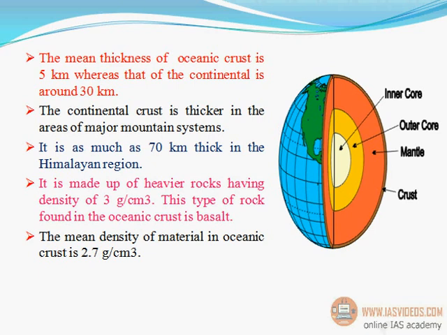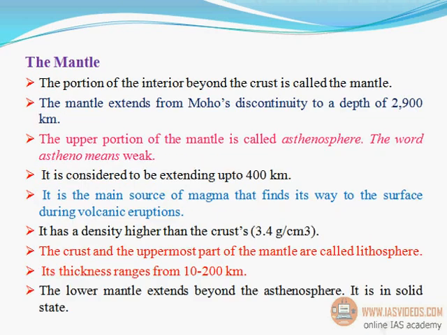It is made up of heavier rocks having density of 3 grams/cm3. This type of rock found in the oceanic crust is basalt. The mean density of material in oceanic crust is 2.7 grams/cm3. The mantle. The portion of the interior beyond the crust is called the mantle.